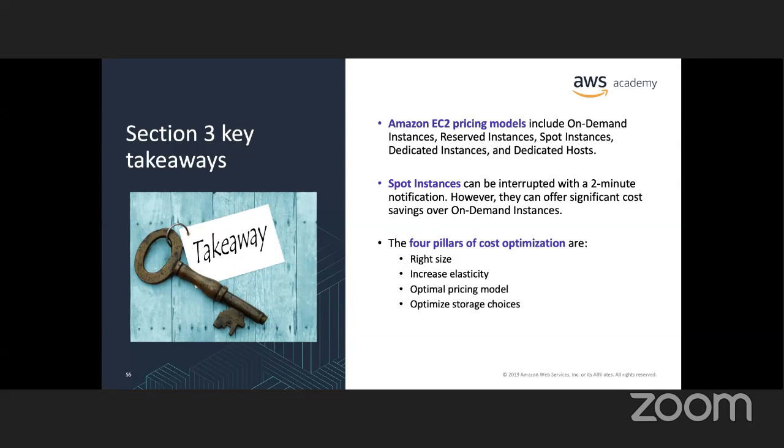What are the 4 pillars of cost optimization? Right size, increase elasticity, optimal pricing model, and optimize storage choices. Guys, the takeaways are very important. I would say it is probably 70% more important than anything else, the takeaways, because it's the summary of that section. All right.